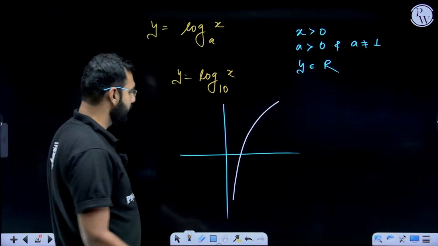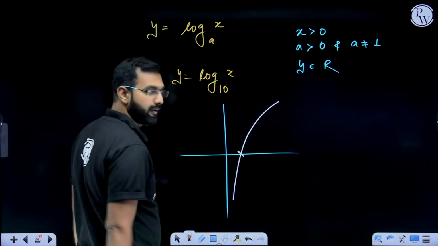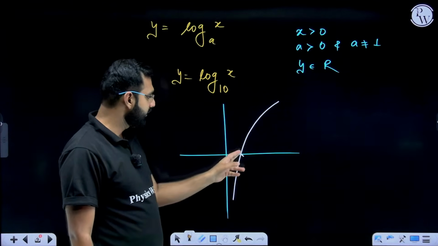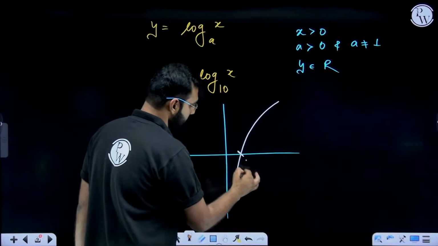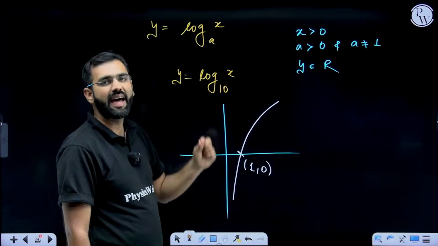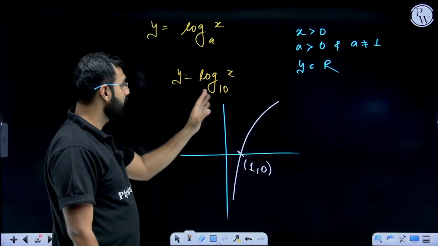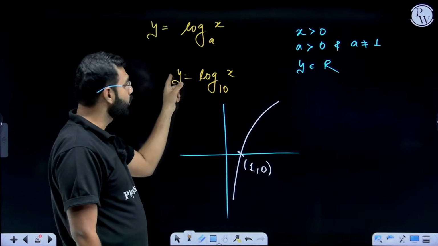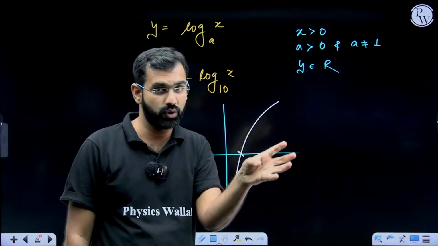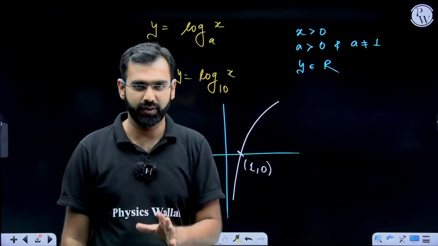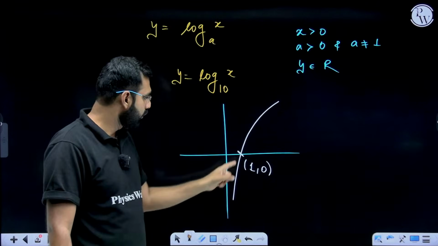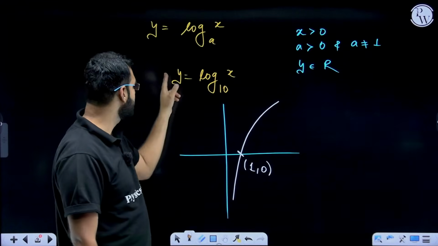Why did I say so? Because here, please understand, there will be a point. What point is this? It is (1, 0). So (1, 0) means what? Log 1 at base 10. 10 should be raised to what power so that it results in 1? Anything raised to power 0 is 1, I hope you remember, except for 0. So if 10 is raised to power 0, it will be 1. So if log 1 at base 10 is asked, the value will be 0.